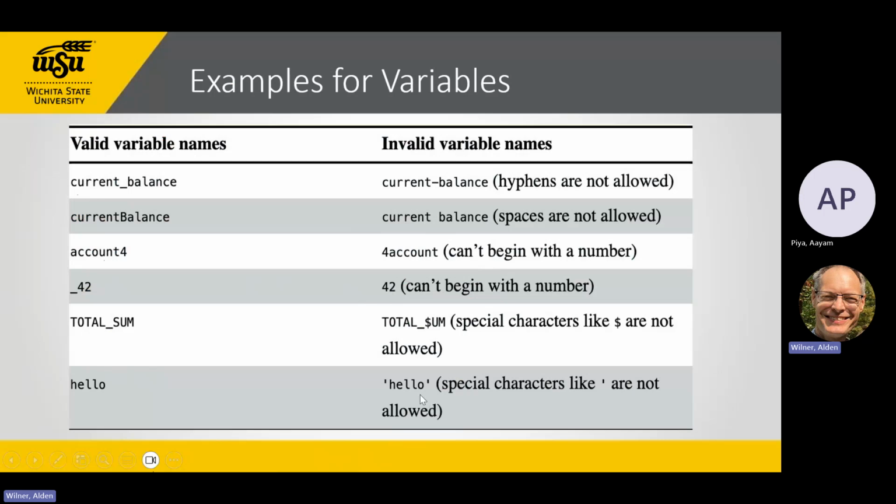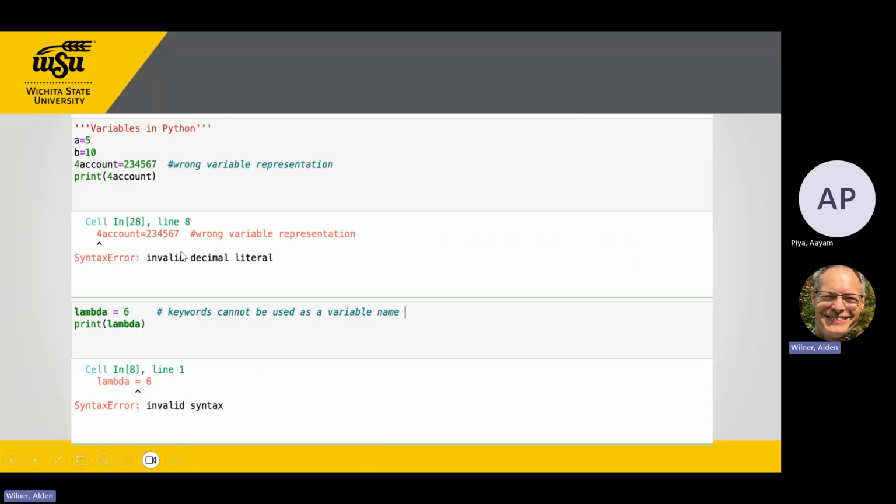Now, if you're accessing, say, a pandas data frame, you can use strings because pandas does that kind of index. But you're not actually using a variable name in that case. But you can also use a variable name.